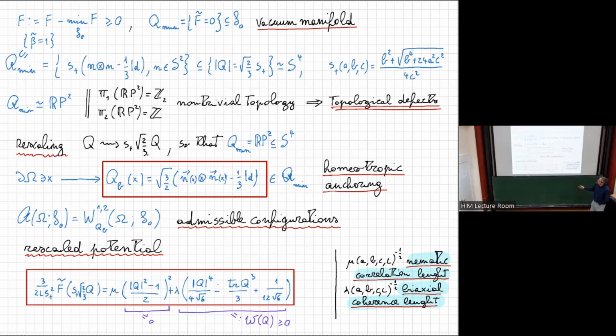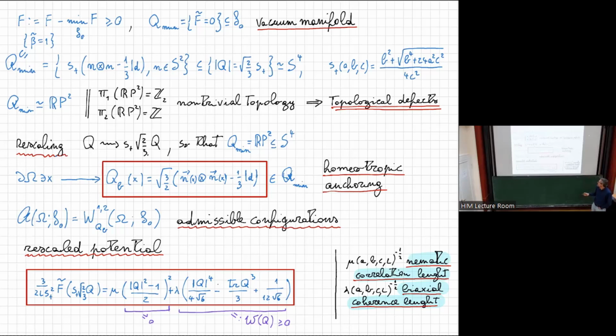Of course, the energy is well defined for Sobolev configurations with square integrability of the gradient. And for the rescaled potential, what is relevant is that it is the sum of two non-negative contributions depending on Q, with physical parameters in front, which are respectively the nematic correlation length and the biaxial coherence length. So the idea in the next slides is to play with these parameters to enforce some effect that creates this topological difference.